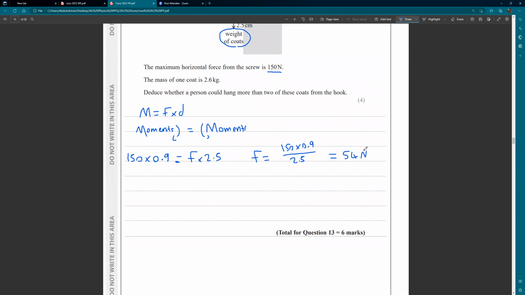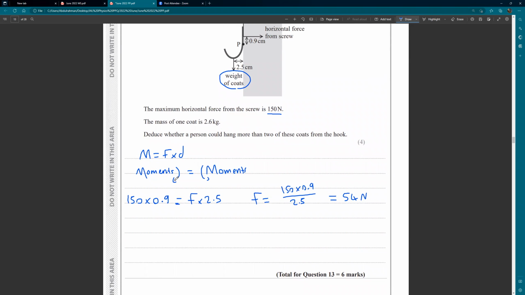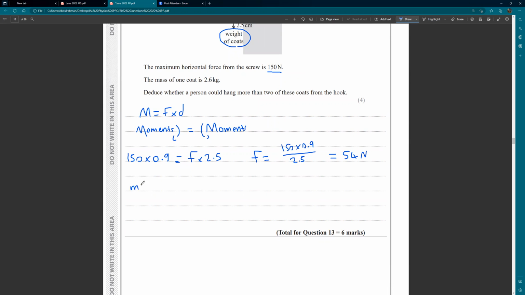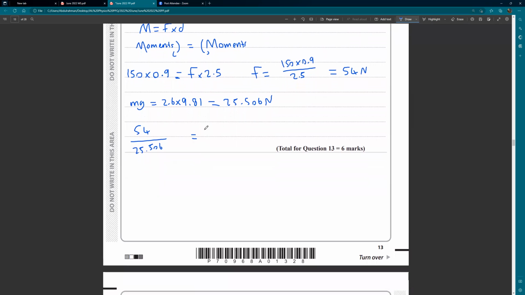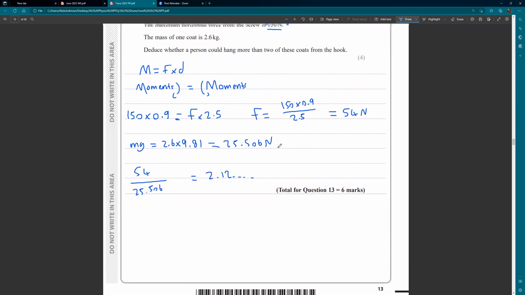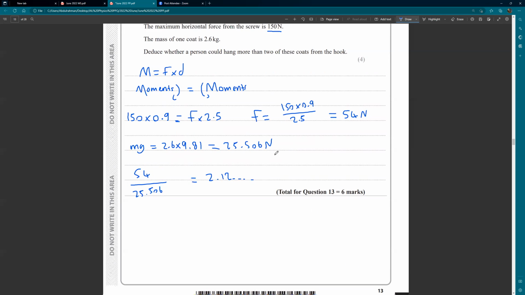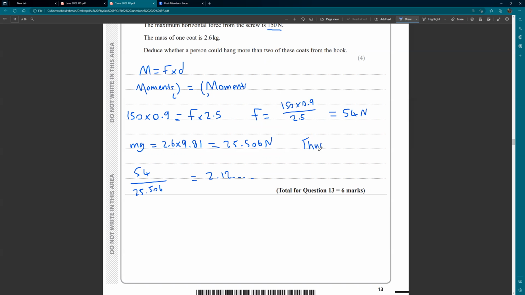So let's see, how many coats can 54 newtons accommodate? To do this, we need to know the weight of one coat, which is just mg. So mg is equal to 2.6 times 9.81, which gives you 25.506 newtons. So now we're going to do the maximum force over the weight of one coat, which gives us 2.12 and so on. Of course you cannot have 0.12 of a coat. So the maximum coats you could have is 2. So you're going to say therefore 2 coats maximum.